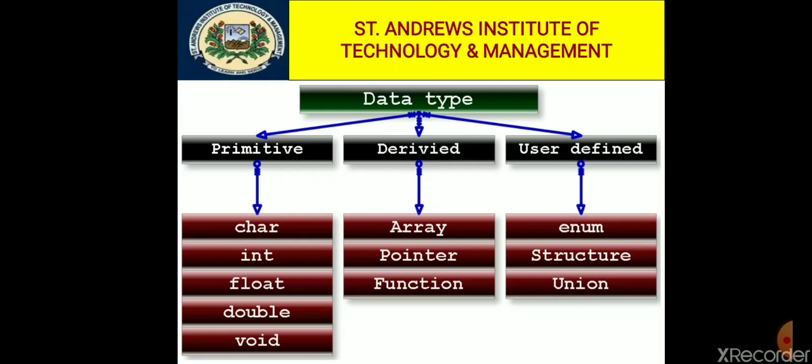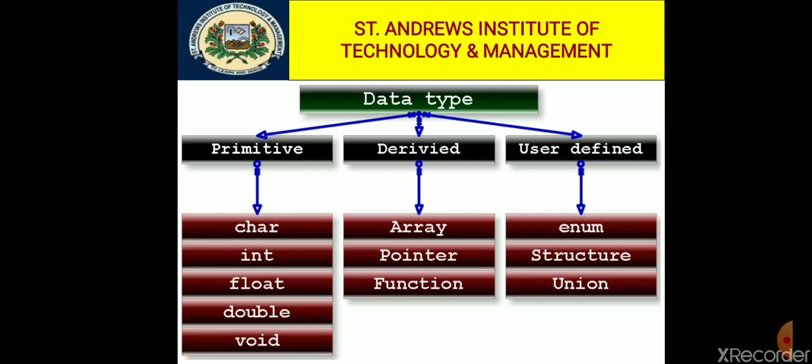The last part of derived data type is function. So what is a function? Here we discuss only a function overview, because in further lectures we will discuss functions in detail. Functions are subprograms which are used to compute a value or perform a task. That means a function is a self-contained program segment that performs a specified task. They cannot be run independently and are always called by some other function or by the main function.